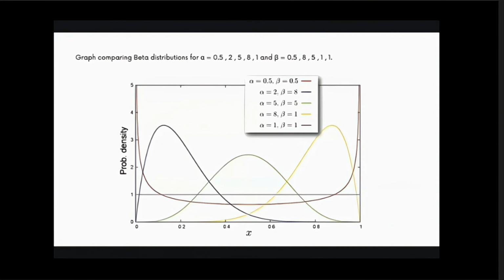Now, this graph showcases the beta distribution probability density function for different values of the parameters alpha and beta, demonstrating the distribution's flexibility based on these shape parameters. The x-axis represents the variable x, which lies between 0 and 1, while the y-axis represents the probability density.